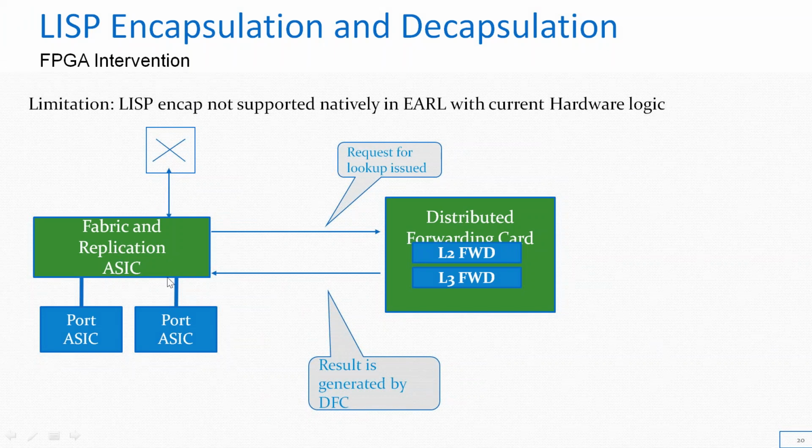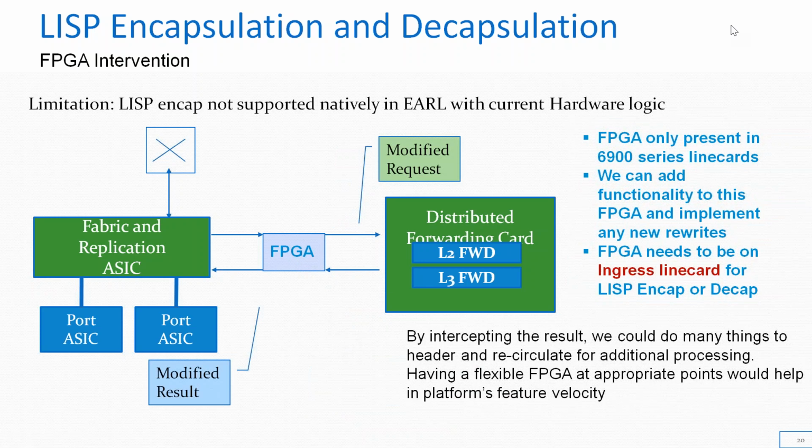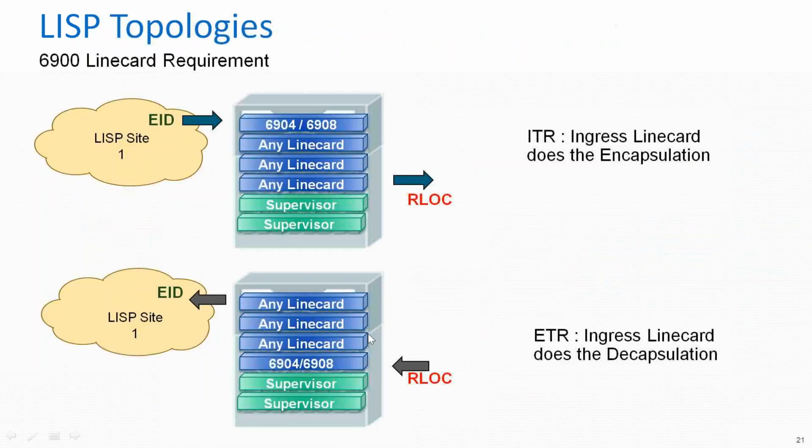Now, fabric and replication ASIC, port ASIC, the result is generated by the DFC request for lookup instead. We have an FPGA just to resolve the request of LISP. So FPGA is only present in 6900 series line cards. We can add functionality to this FPGA and implement any new rewrites. FPGA needs to be on the ingress line card for LISP encap decap. By intercepting the result, we could do many things to the header and recirculate for additional processing. Having a flexible FPGA at appropriate points will help its platform features. Simply just refer to the hardware.